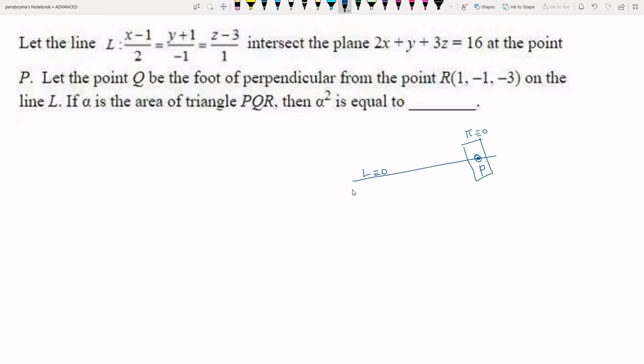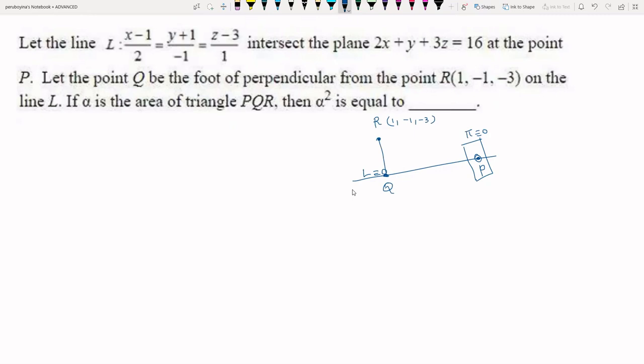Let Q be the foot of perpendicular from the point R. So R is somewhere here. R is the point (1, minus 1, minus 3). And from there, we need to calculate the foot of perpendicular on this line. Okay, so its name was Q.